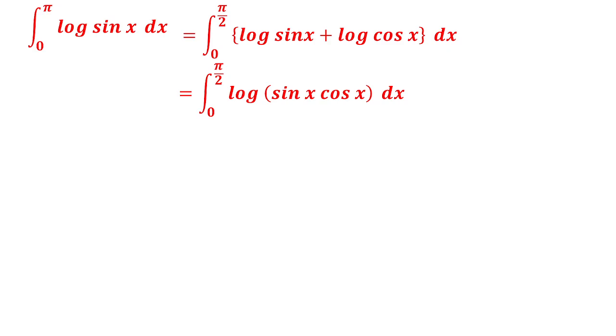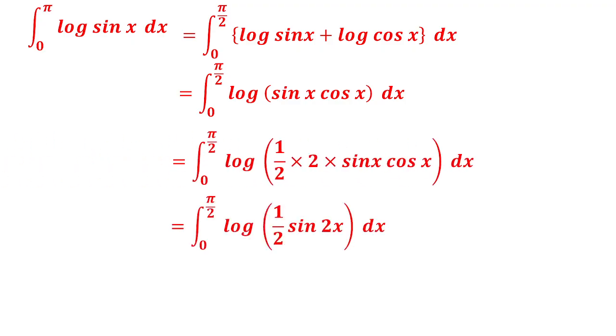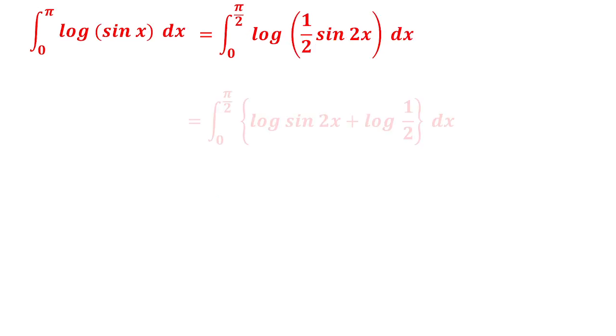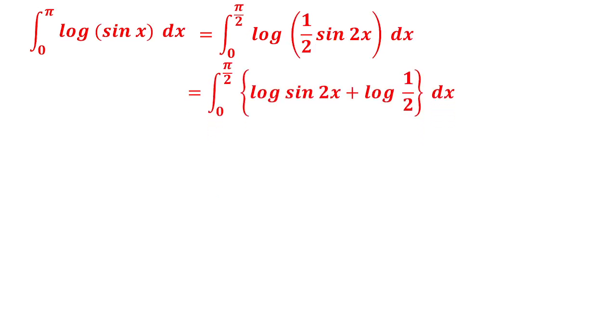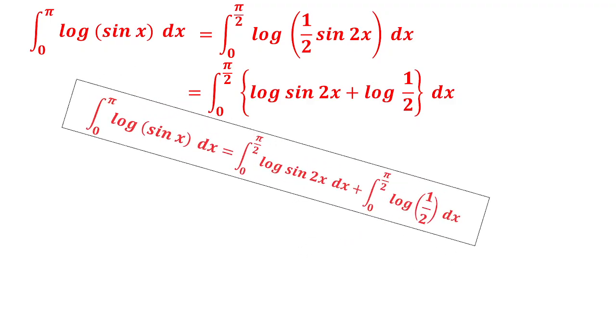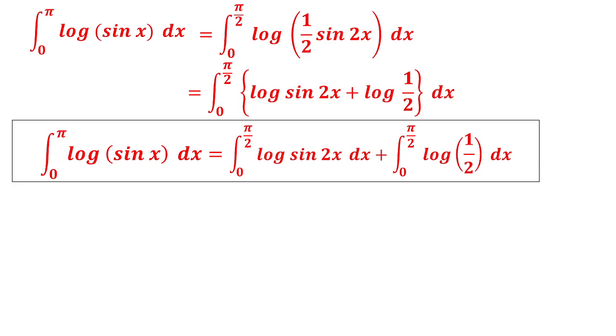Now here sin x cos x, we know the formula for sin 2x. 2 is missing, so multiply and divide by 2. Now we will get log of half into sin 2x. Split the integral into 2. That is, the first integral will be log sin 2x and the second one will be log half. The first one will be integral 0 to pi by 2 log sin 2x. The second integral is integral 0 to pi by 2 log half dx. Now all of you know that integral 0 to pi by 2 log half dx is very easy to integrate.